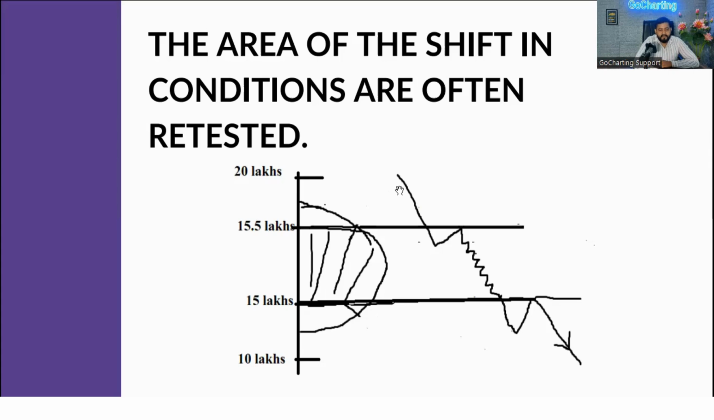Now, the thing is that most of the time you will see that there is a retest to these value areas when the market is shifting condition. So this is the imbalance condition. This is the balance condition.